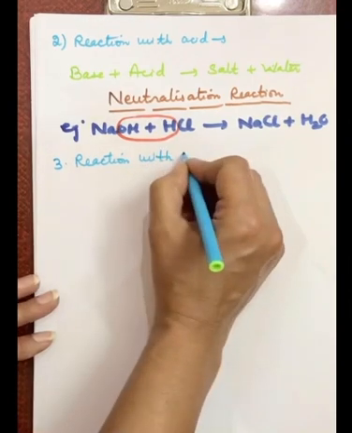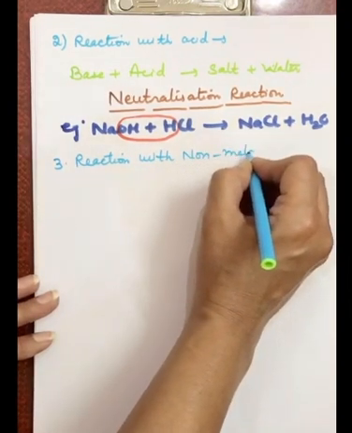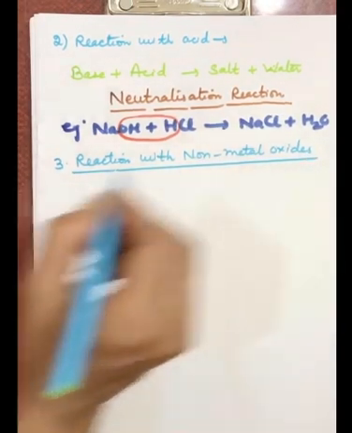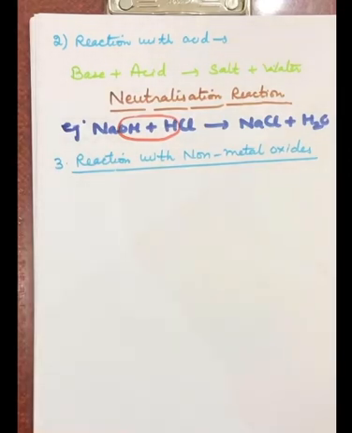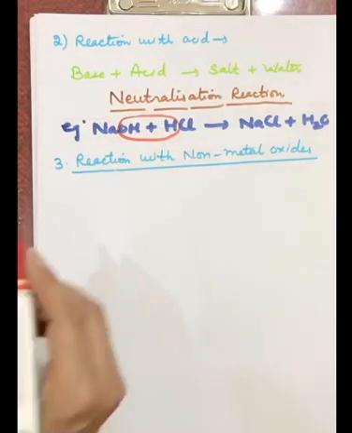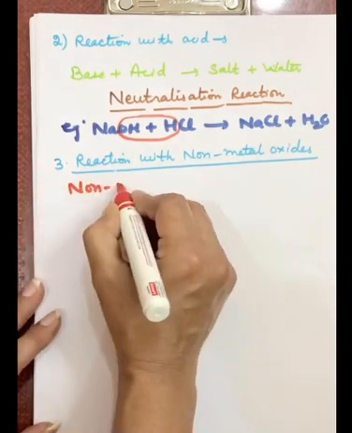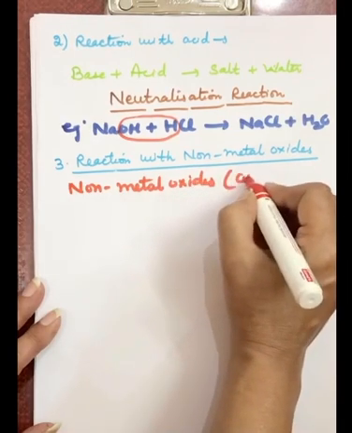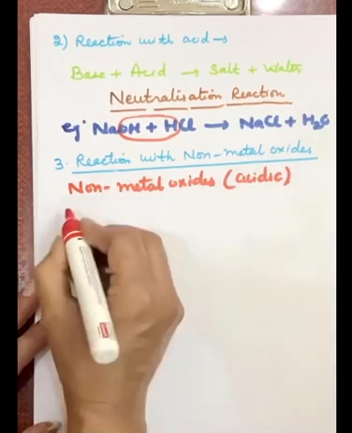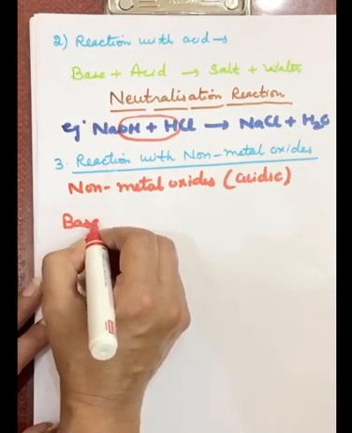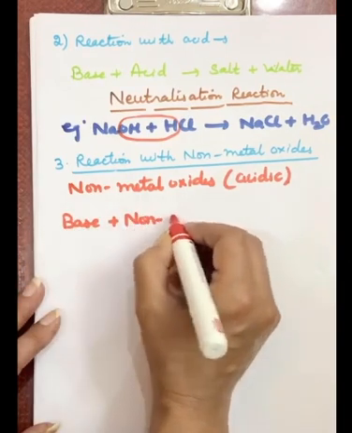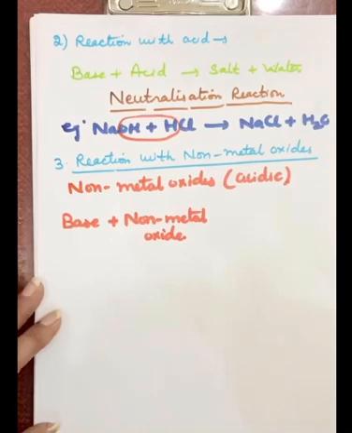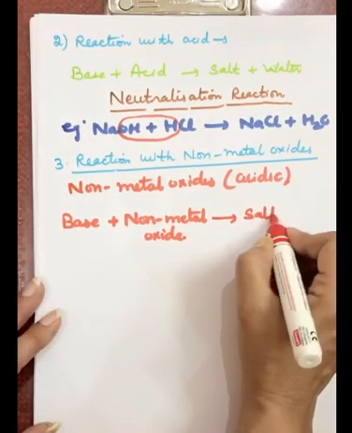Now the third chemical property of bases: reaction with non-metal oxides. In acids we did the reaction of acid with metal oxides. Now we are taking non-metal oxides, which are acidic in nature. Metal oxides are basic in nature. So when a base reacts with a non-metal oxide, that is, with an acid, there is formation of salt and water.